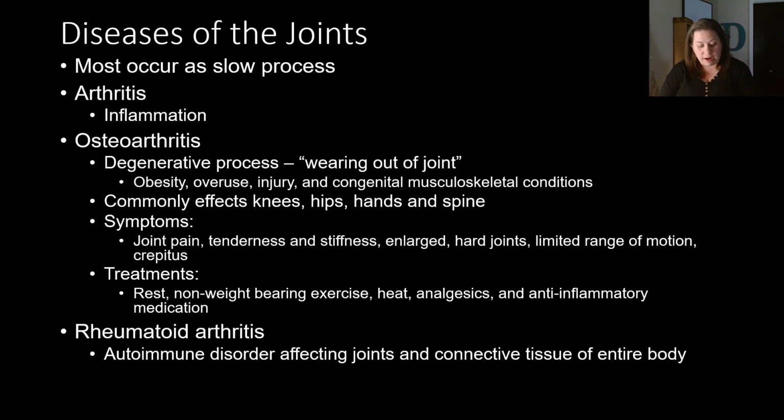Now, rheumatoid arthritis is also listed on here. This is the more severe type of arthritis because it's more debilitating. It is an autoimmune disorder that affects the joints and connective tissue of the entire body. So it's not just the joints, but all connective tissue. But the joints tend to get hit pretty hard with this. And this was talked about a little more back in the immune system video.